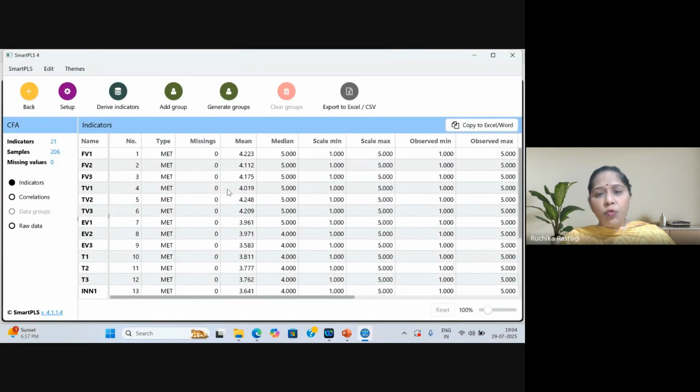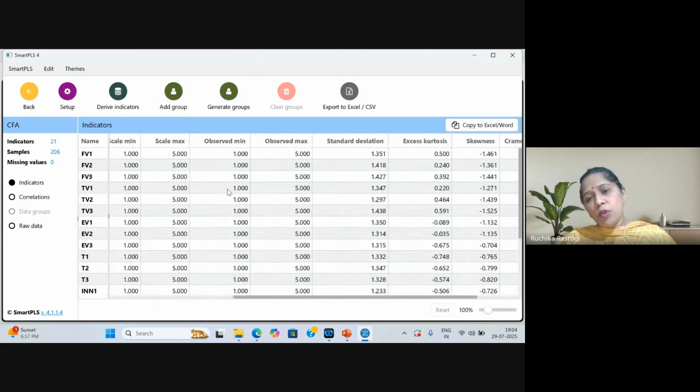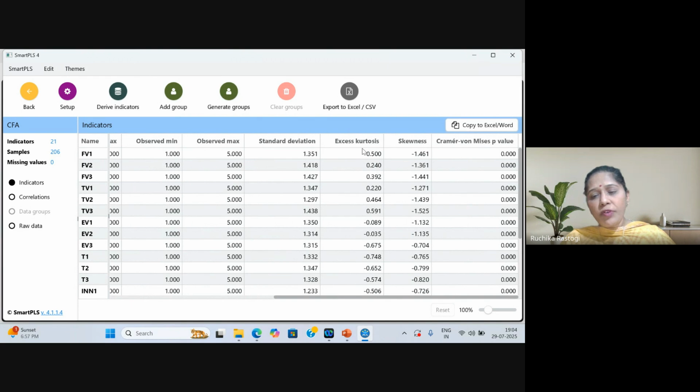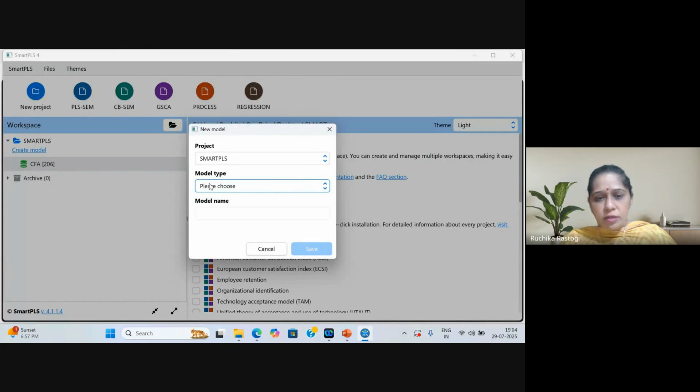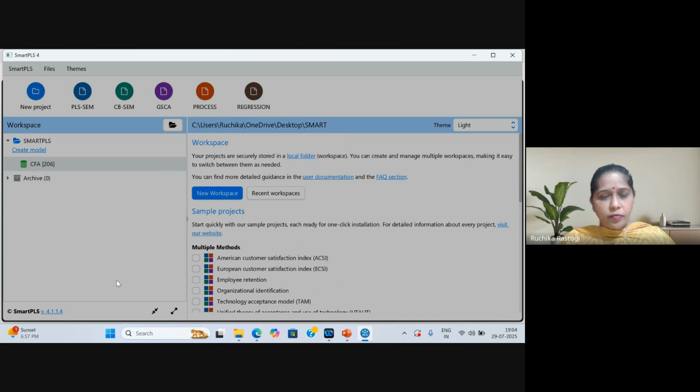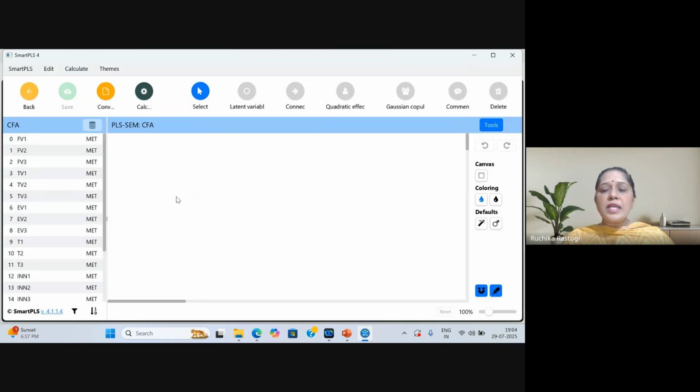Now I have discussed with you that to check the normal distribution, we will be looking at the values of kurtosis and skewness. The value should be between +3 and -3, and then we will consider that our data distribution is normal. Now we will just go back and click on create model. So what I am performing right now with you is CFA. And this kind of screen will come. Just creating a model.